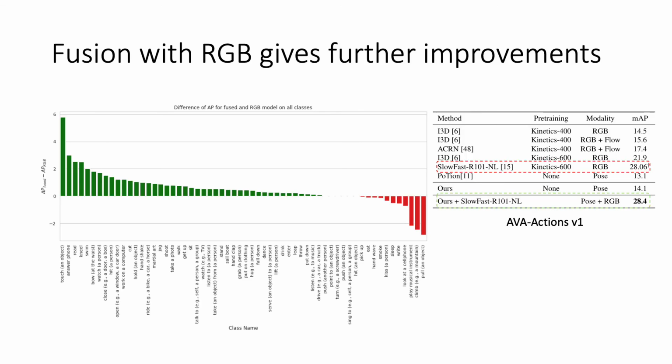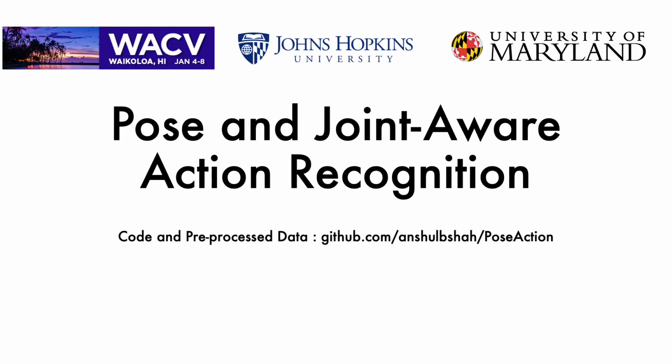Finally, we evaluate the performance of our model on late fusion with RGB-based models. We see that late fusion leads to non-trivial gains on many classes. Please refer to the paper for additional information. The code and pre-processed data is available on this GitHub page.